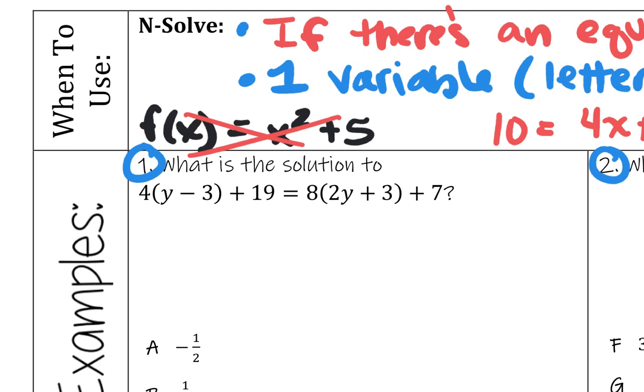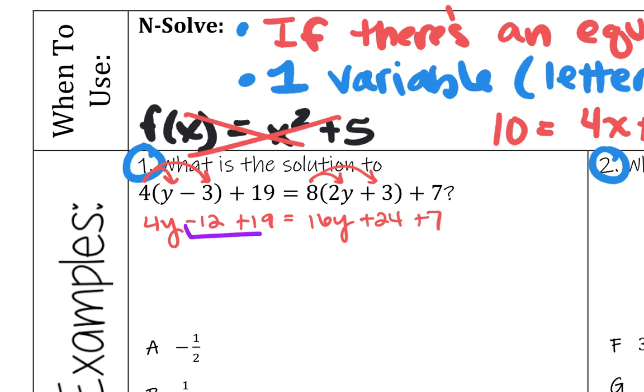So if it's not working, you would do 4 times y is 4y. 4 times negative 3 is negative 12 plus 19. Then 16y plus 24 plus 7. So if we forget how to do insolve, you cannot ask the teacher, what did I do wrong, or how do I enter this? Because we cannot answer that. So if that's not working, your fallback's going to be this. So then we have 4y plus 7 equals 16y plus 31.